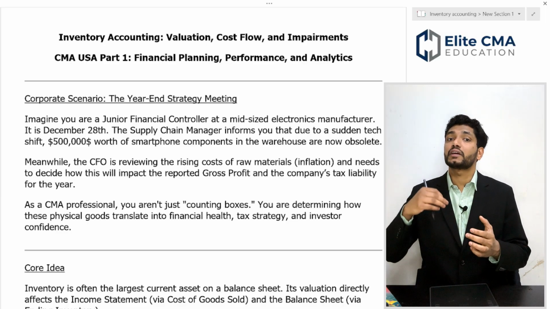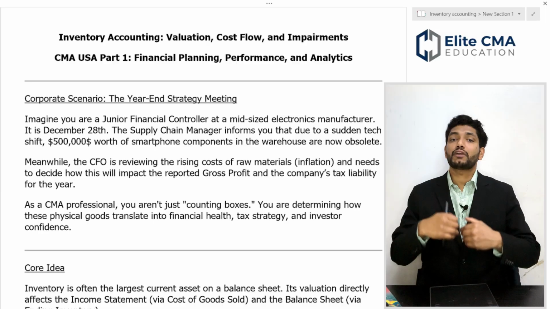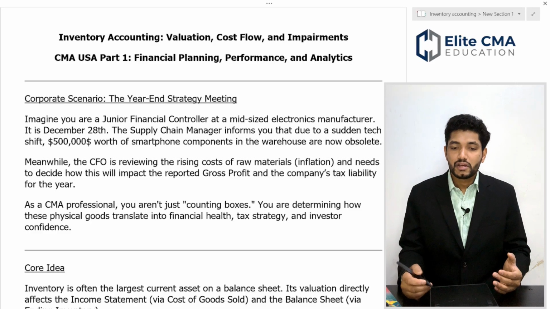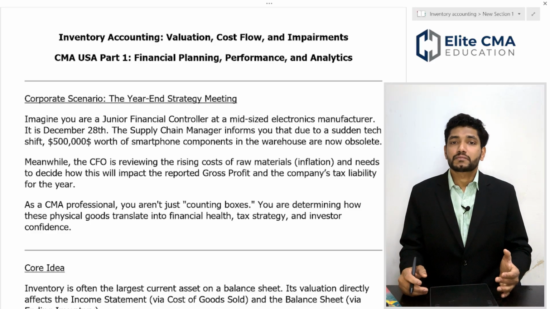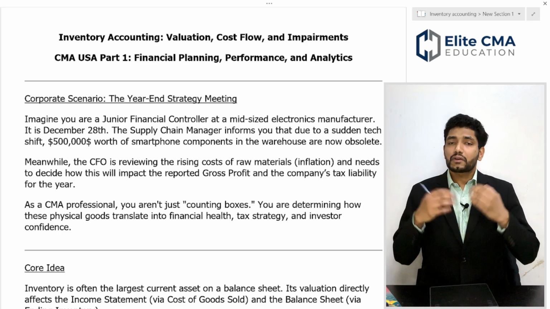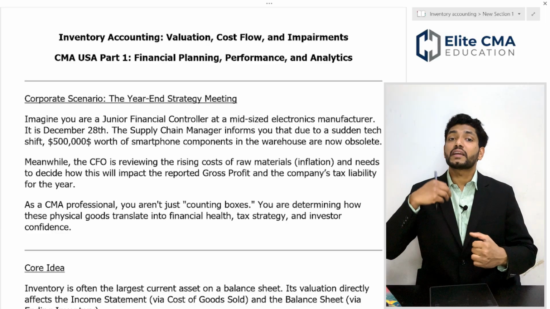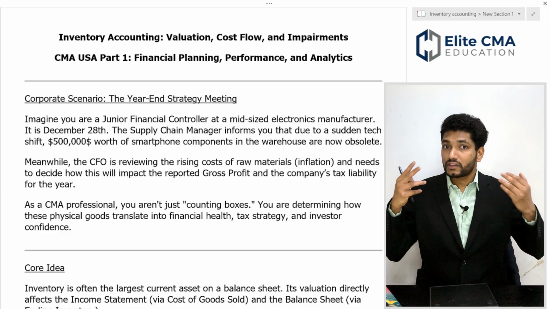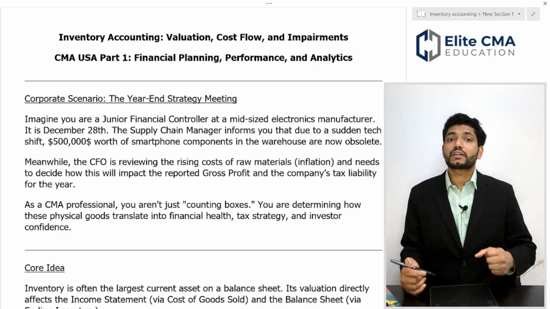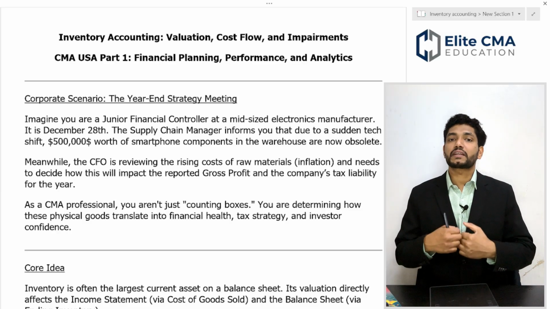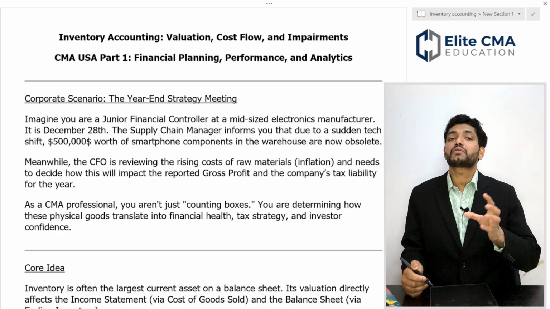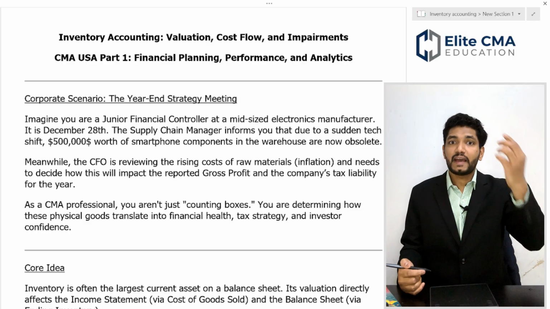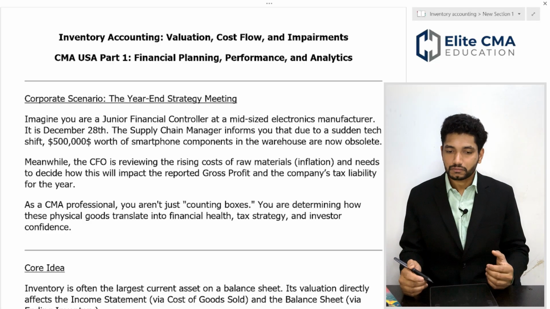It's a big amount, and how can you reflect that loss in your profit and loss account or in your cost? At the same time, you notice that there is a sudden increase in the raw material cost. If there is an increase in the raw material cost, definitely there will be an impact on the gross profit and the company's tax liabilities also. So you have to assess how this material price impact is going to affect the tax liability and your cash outflow.